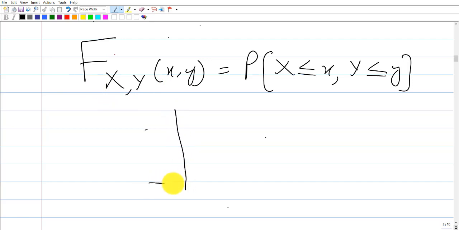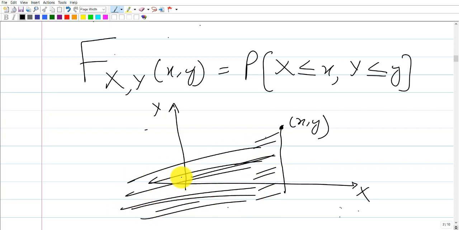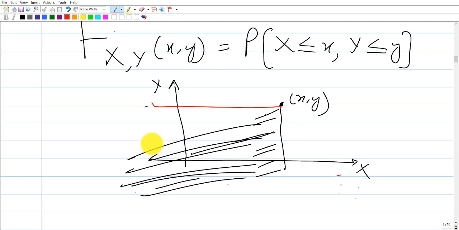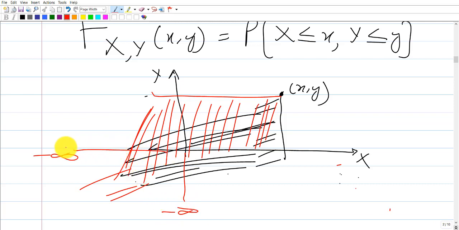Now if we look at it pictorially, we have x on this axis and y on this axis. If we want to find this CDF at the point (x, y), it simply means the probability that X is less than x, so all the points here up to minus infinity, and similarly Y is less than y, so all the values below here. So all this region, up to minus infinity here and up to minus infinity here, will give me the CDF of X and Y.